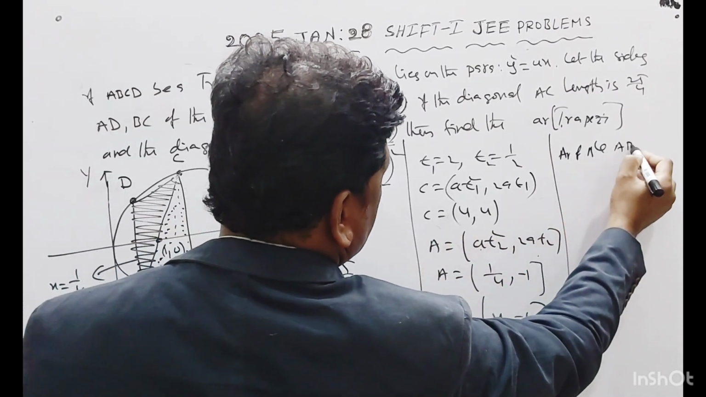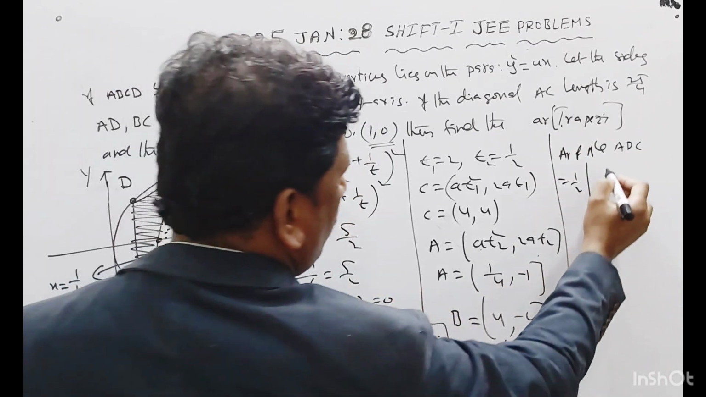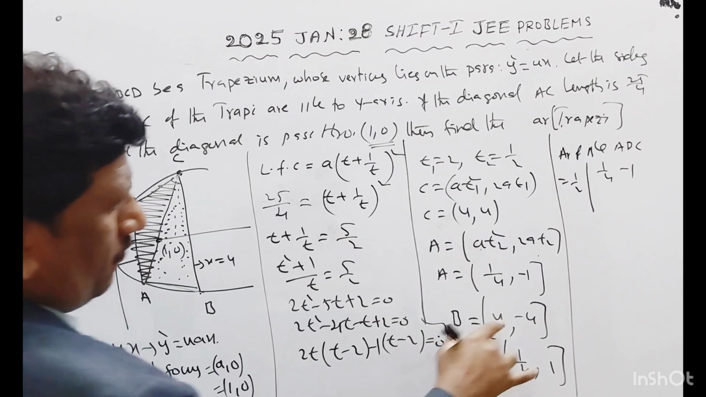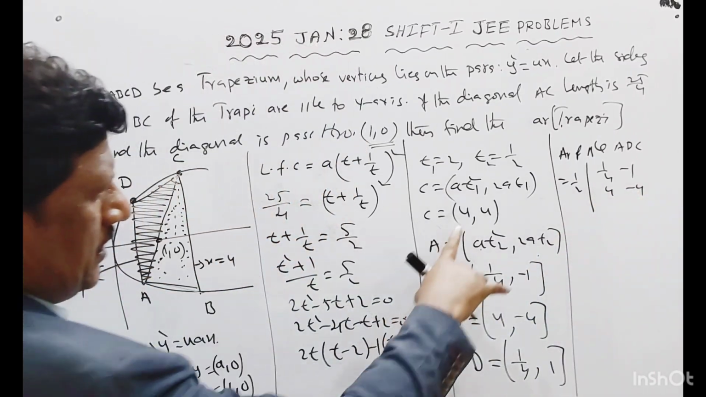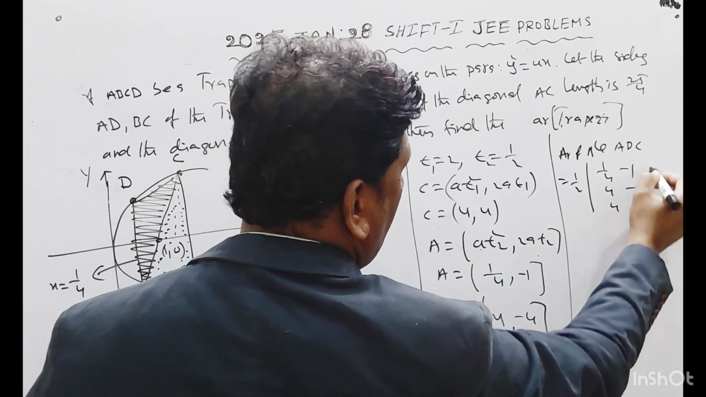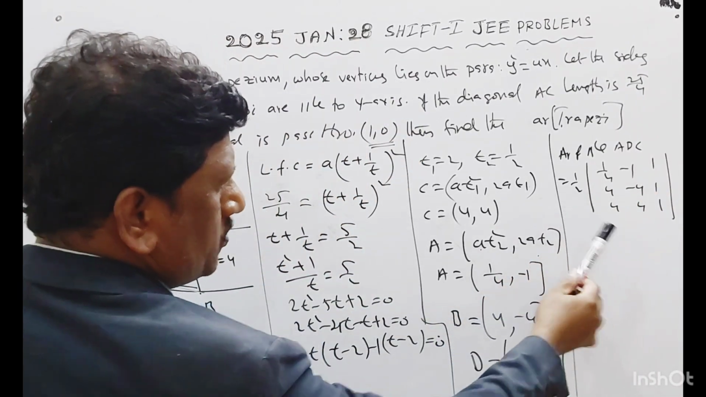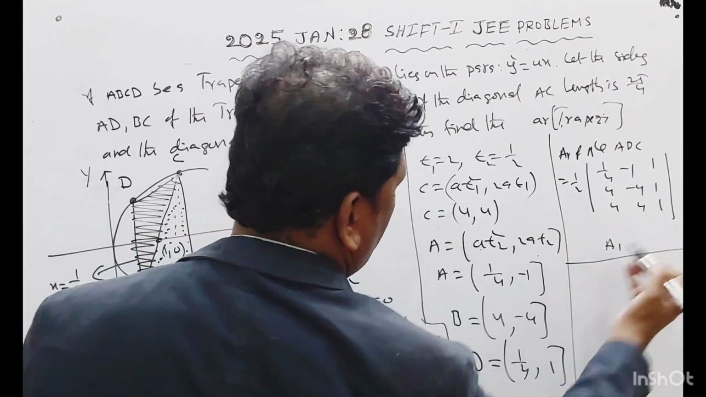Area of triangle ABC is the mod of determinant. What is the A point here? A point is (1/4, minus 1). B point is (4, minus 4), and the point C is (4, 4), with a column of 1 1 1. Then you find out this one, so some area will come. So here one area answer will come.